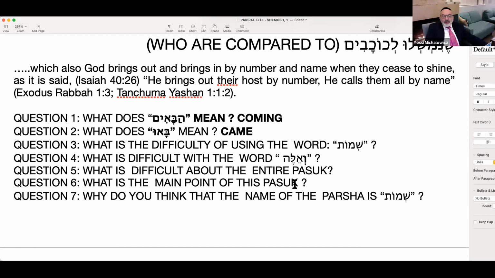Okay, so now we're really stuck, guys. What is the main point of this pasuk? Counting. I have no idea. Let's go home. They're counting. And why do you think that the name of the Parsha is Shemos?